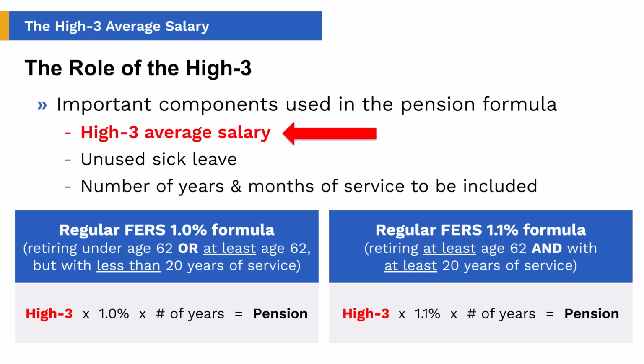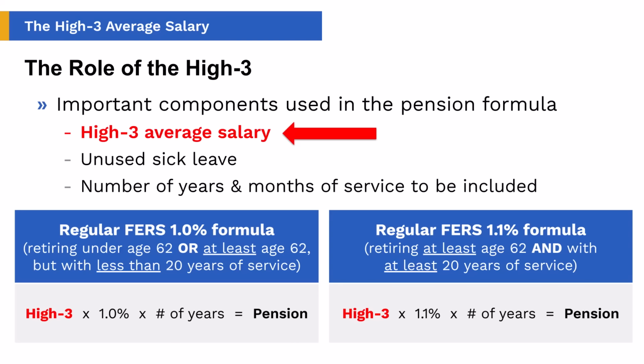We take the High-3 times 1% times the number of years of service that you have. And of course, we're talking decimal places of years as well to include full months, okay? And we do that math and we come up with your pension.